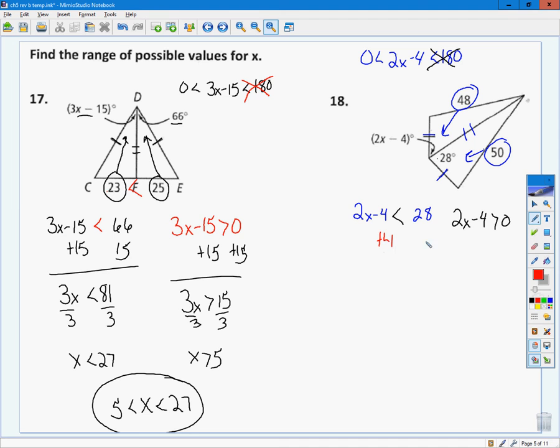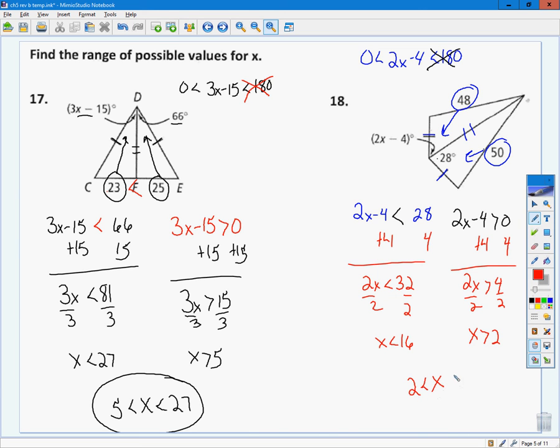I'm going to add 4 to both sides. 2x is less than 32, and I'm going to divide both sides by 2. X is less than 16. Adding 4 to both sides in the second inequality, 2x is greater than 4. Dividing both sides by 2, x is greater than 2. Writing it into one inequality, x has to be bigger than 2, and x has to be less than 16.